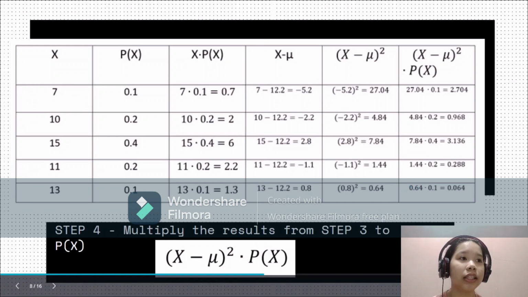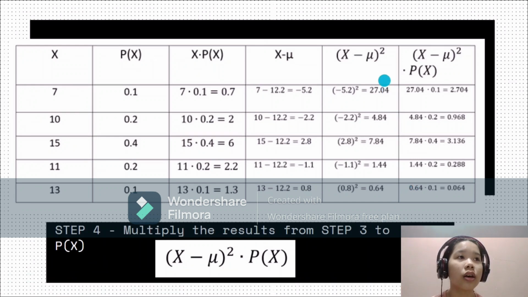So after getting the results in squaring the differences that we get from subtracting the mean from the random variable, we're going to multiply it to the p of x, or the probability. So 27.04 that we get from squaring this value, times 0.1 that came from the probability, equals 2.704, and so on.